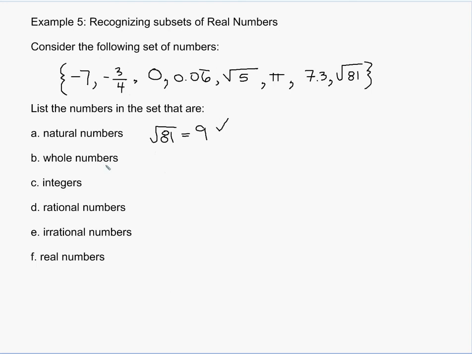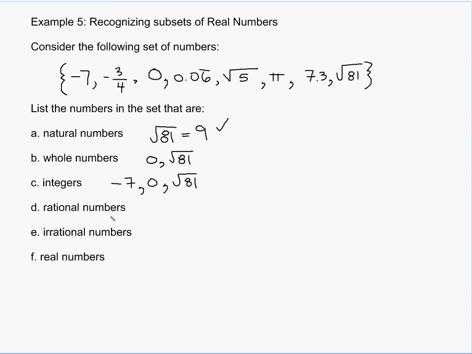Moving on to whole numbers. Whole numbers include your counting numbers and 0. So I'm going to include a 0 for my whole number, and square root of 81, as it is equal to 9, is also part of that. Integers is the next subset, and with integers we want to take the whole numbers and add our negatives. So -7 is an integer, 0, and square root of 81. These are our integers in our set.